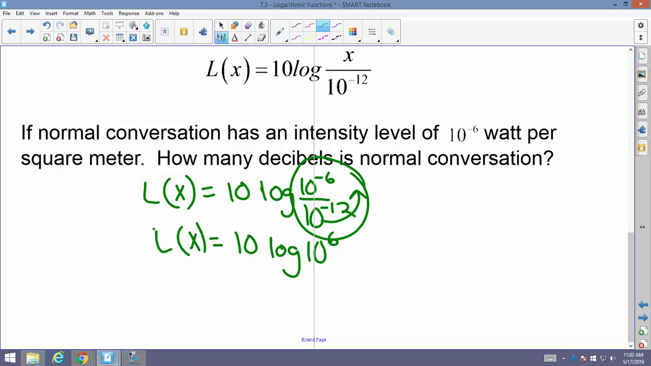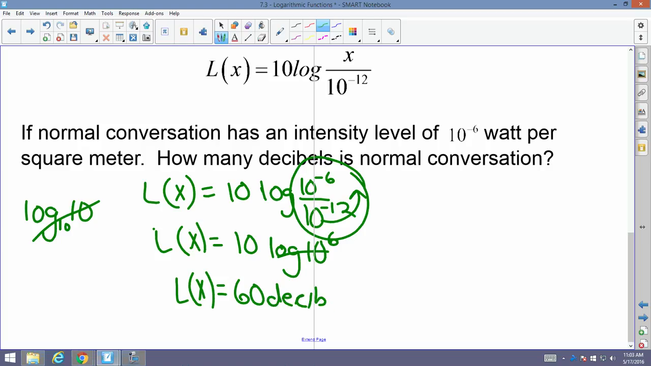Now, my brothers, what is log of 10 equal? 1. Guys, what's the base of log? There's an invisible 10 there. So that's 1. So I drop down the 6. 6 times 10 is 60. And ding dong, the witch is gone. 60 decibels is the sound intensity of a normal conversation.